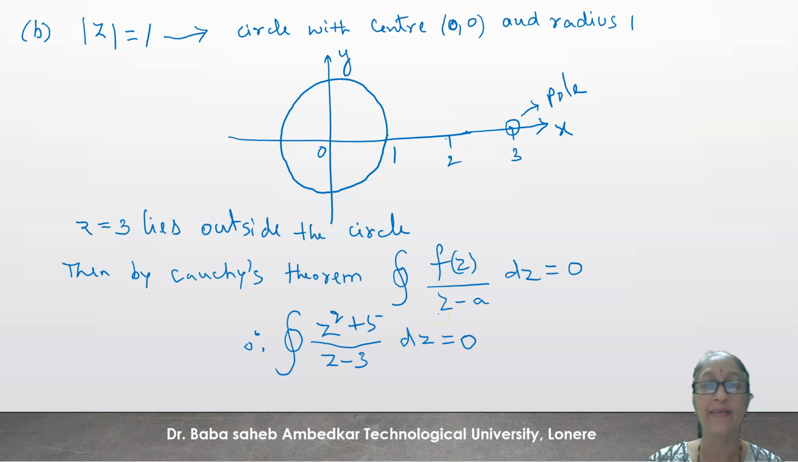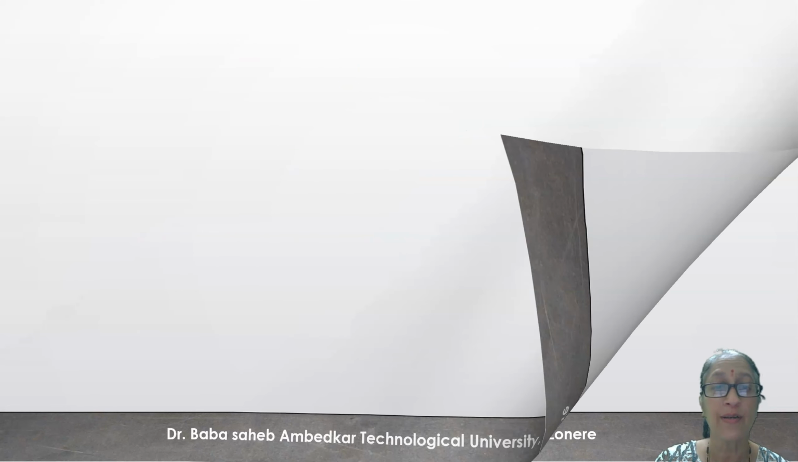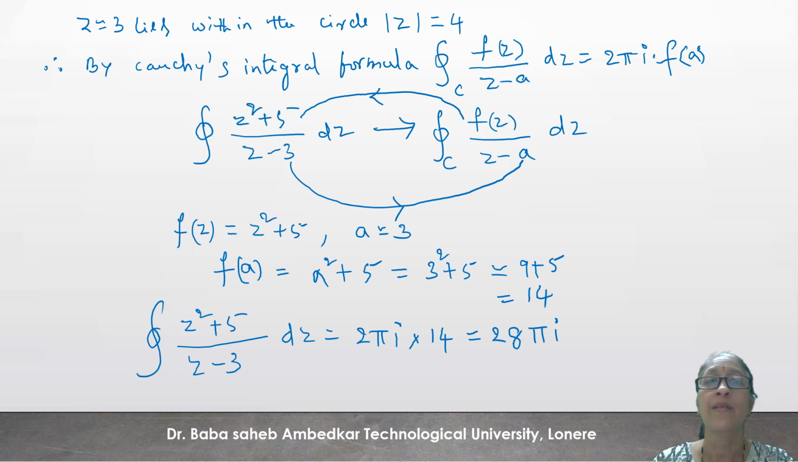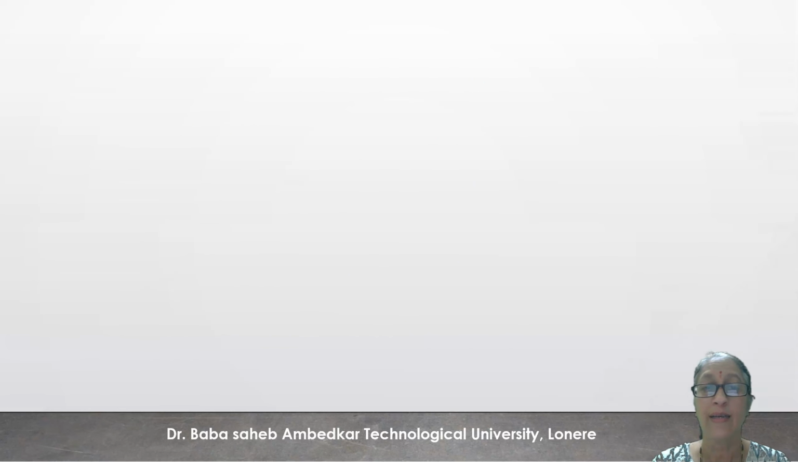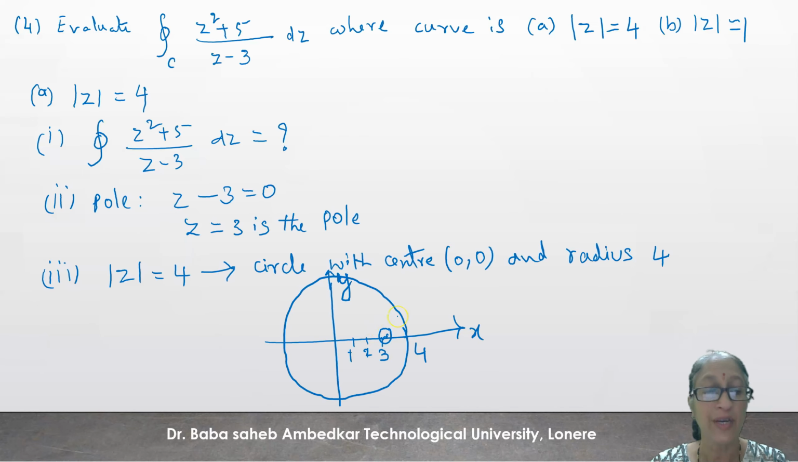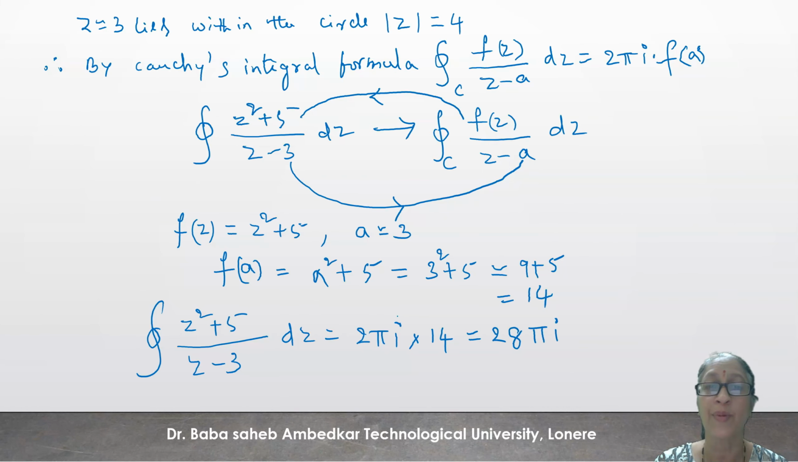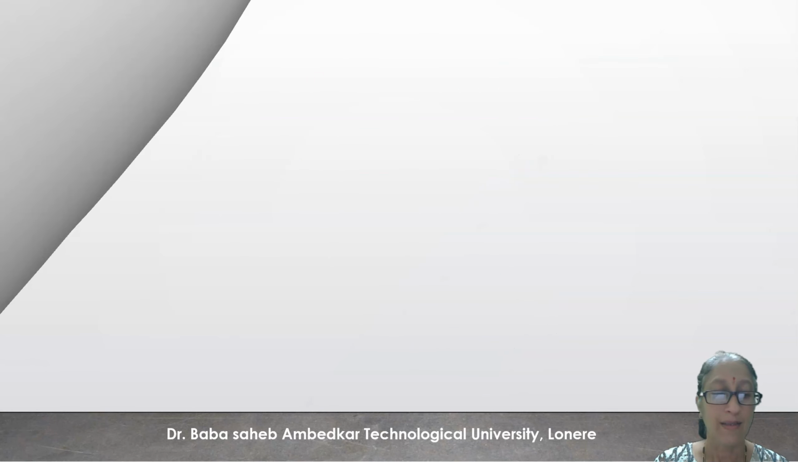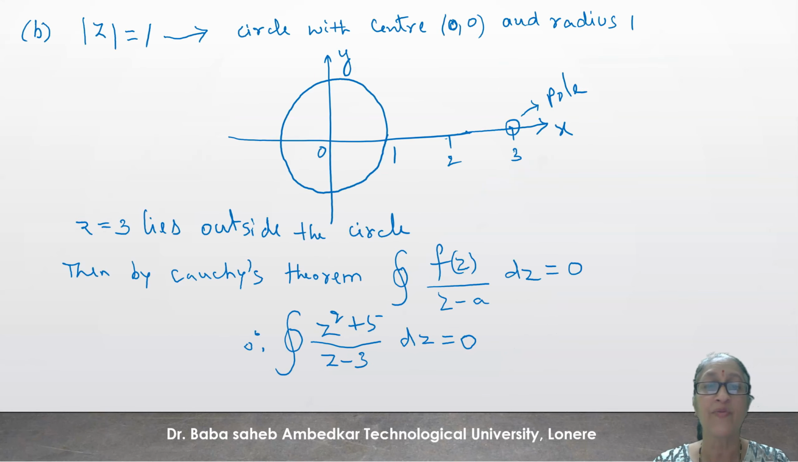So, in our previous circle, that is mod z equal to 4, we used Cauchy's integral formula because 3 lies within the circle mod z equal to 4. Here, within this circle mod z equal to 4, this 3 is lying here. That's why we used Cauchy's integral formula. But here, this point is outside the circle. That's why we used Cauchy's integral theorem. Then this integral becomes 0.